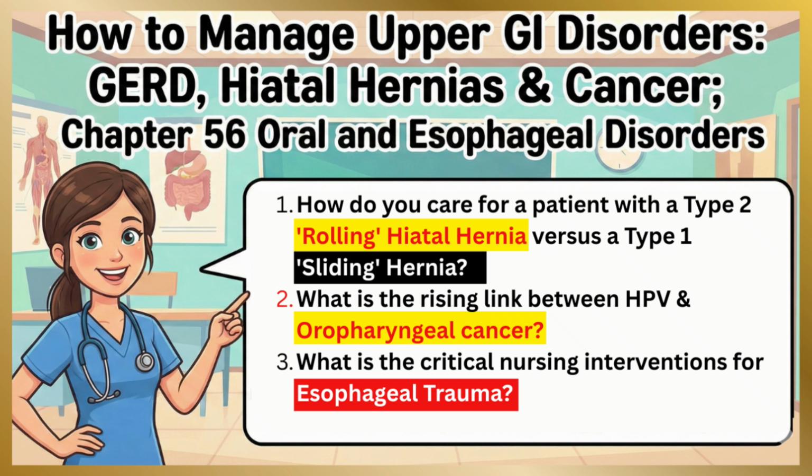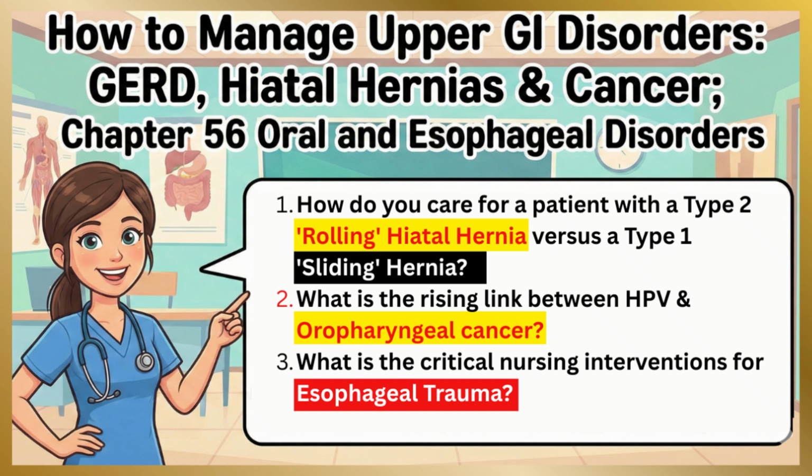How to manage upper GI disorders? How do you care for a patient with a type 2 rolling hernia versus a type 1 sliding hernia? What is the rising link between HPV and oropharyngeal cancer? What is the critical nursing intervention for esophageal trauma?